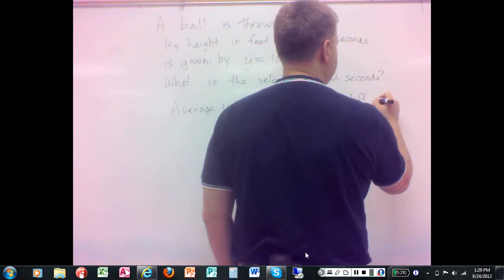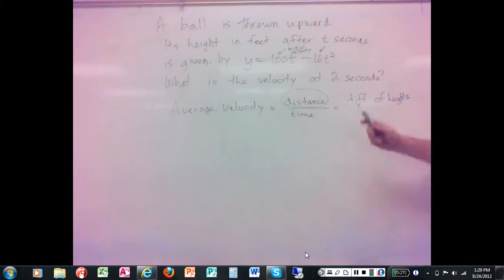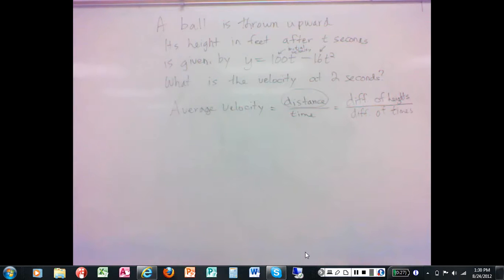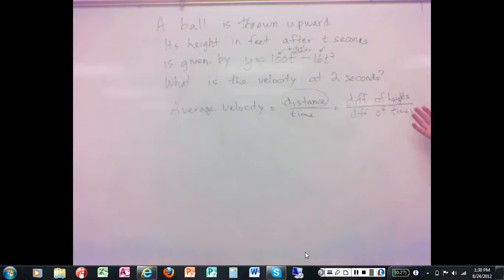You with me on that? If I go from 2 seconds out to 3 seconds, to find that distance traveled, I just subtract the difference of those heights. Then for the time traveled, I just take the difference of the times. 2 seconds from 3, so that'd be a difference of 1 second. So I can calculate that in different increments and set it up.